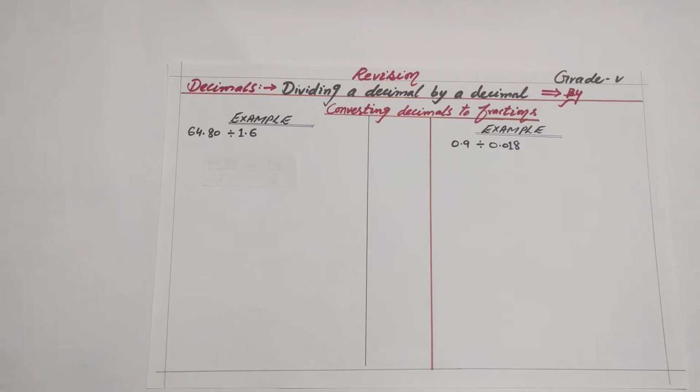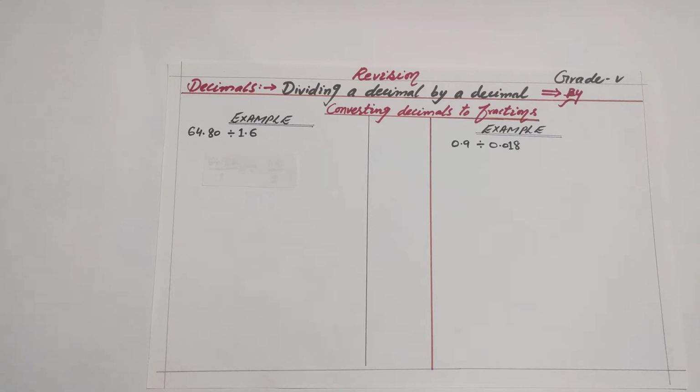Dear students, as in all previous lectures you have learned about the multiplication of a decimal by a whole number, by 10, 100, 1000, by 100 tens and by decimal. Now we are going to start the division of the decimal.